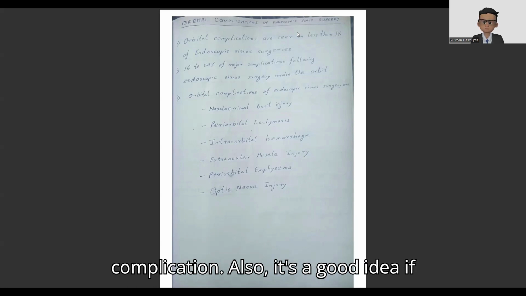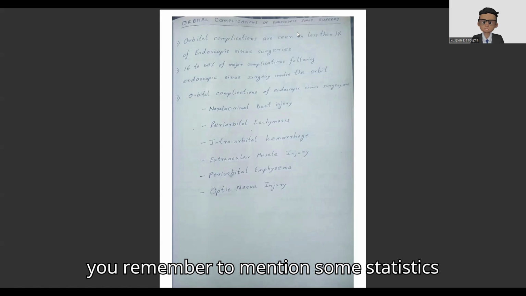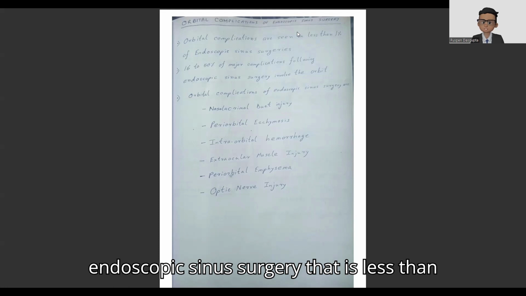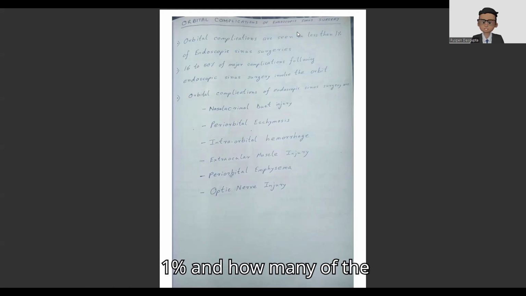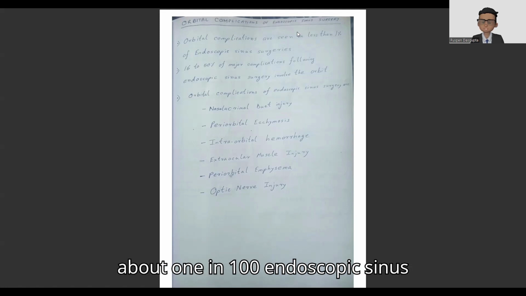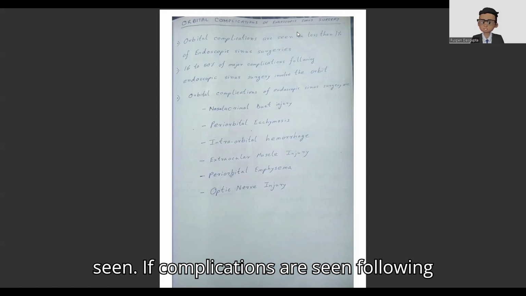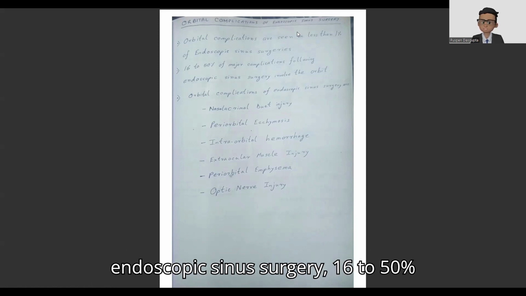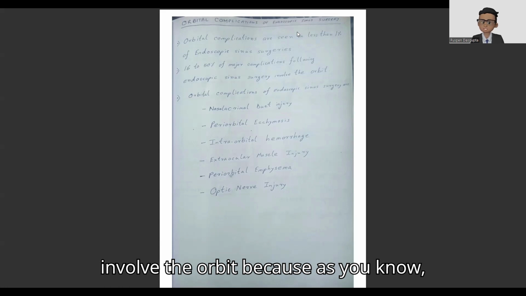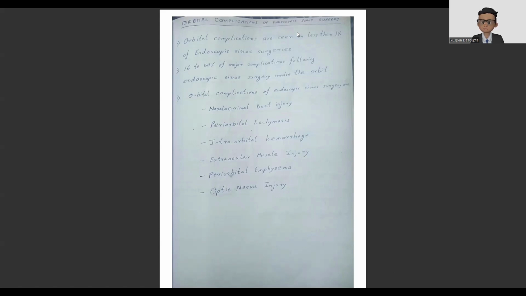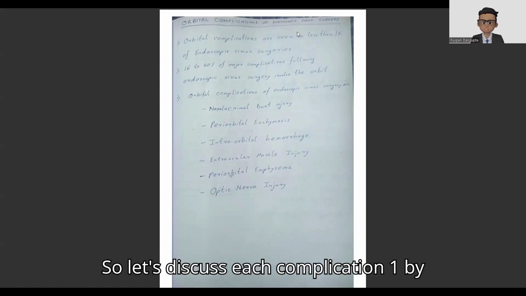each complication. Also, it's a good idea if you remember to mention some statistics related to how often orbital complications are seen following endoscopic sinus surgery, that is less than 1%, and how many of the complications of endoscopic sinus surgery involve the orbit, that is 16 to 50%. So while only in about 1 in 100 endoscopic sinus surgeries orbital complications are seen, if complications are seen following endoscopic sinus surgery, 16 to 50% involve the orbit, because as you know, the orbit or the eye socket lies very close to the nose. So let's discuss each complication one by one.